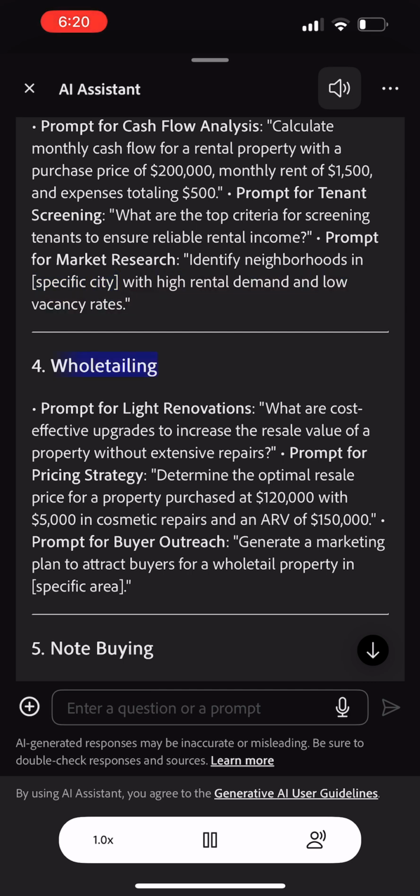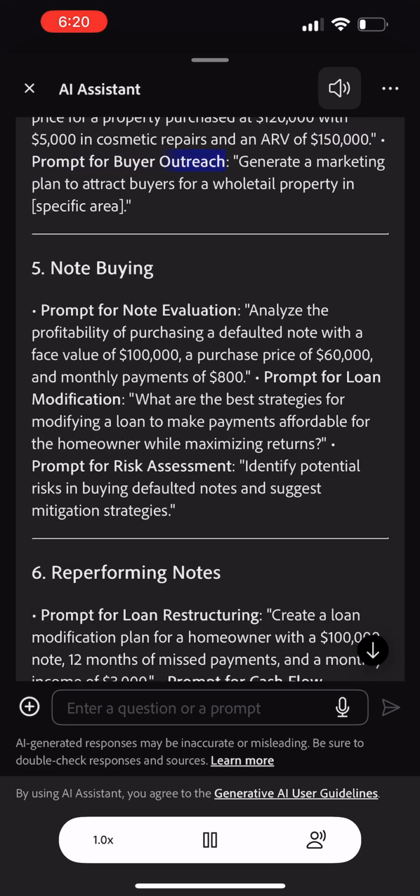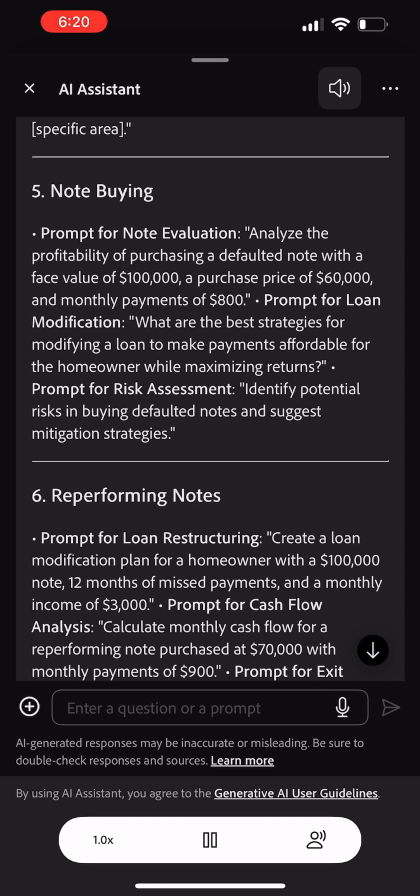4. Wholetailing. Prompt for light renovations. What are cost-effective upgrades to increase the resale value of a property without extensive repairs? Prompt for pricing strategy. Determine the optimal resale price for a property purchased at $120,000 with $5,000 in cosmetic repairs and an ARV of $150,000. Prompt for buyer outreach. Generate a marketing plan to attract buyers for a wholesale property in specific area.